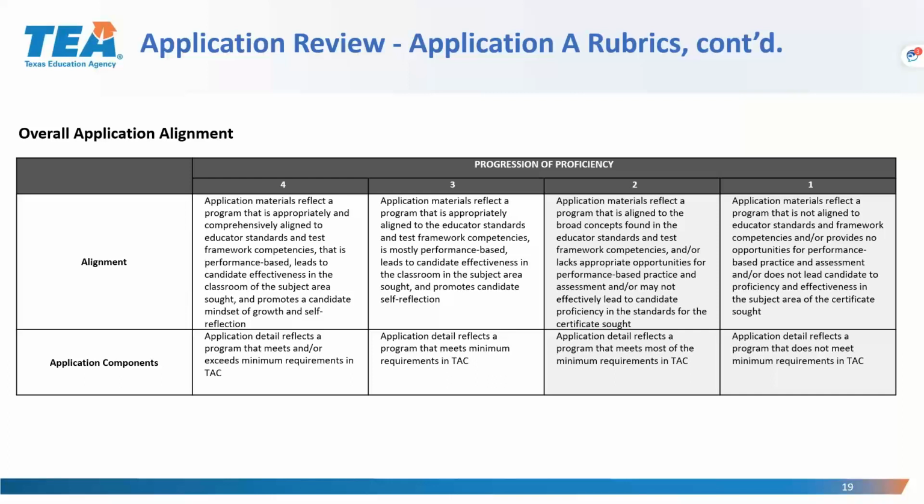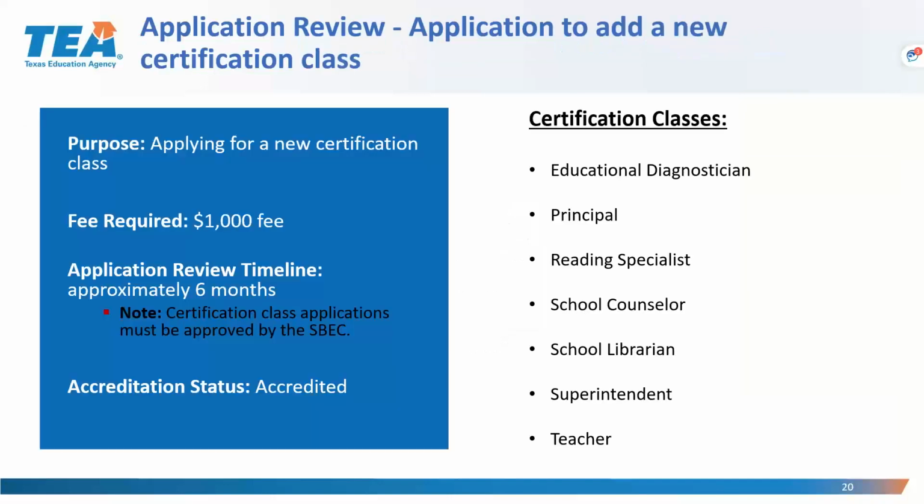Now that we've completed a review of Application A, the next application we will review is the application to add a new certification class. A certification class is a certificate that has defined characteristics or requirements and may contain one or more certification categories, such as the teacher class.